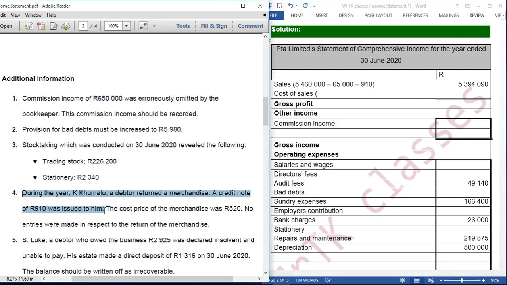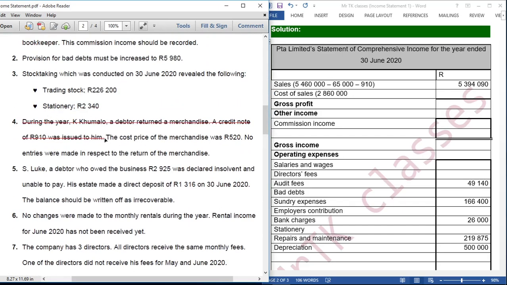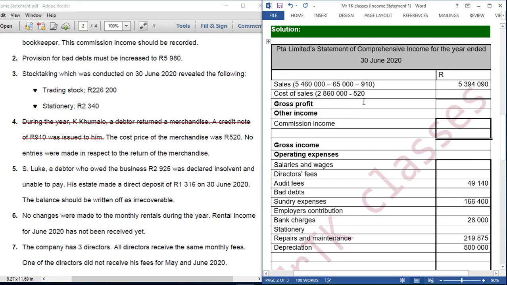Then cost of sales, okay, we need to come here and do this. Let us go to our cost of sales. What is the amount? 2,860,000. Let us go to that information number four that we just looked at. The cost price of the merchandise was 520. So we subtract 520 here.